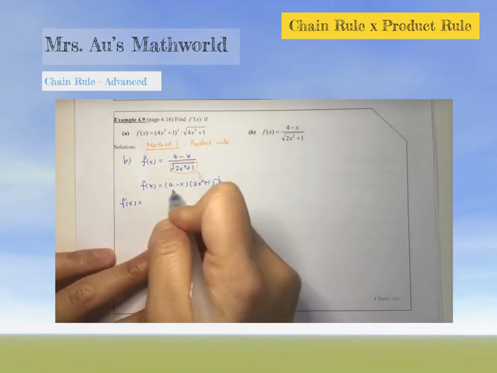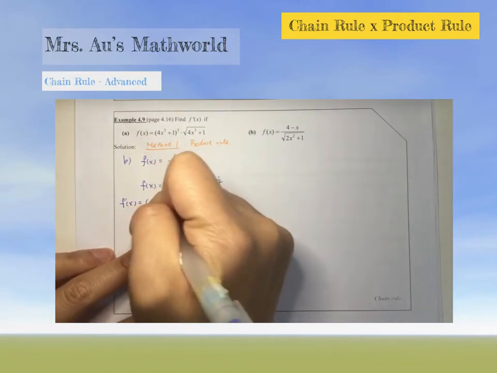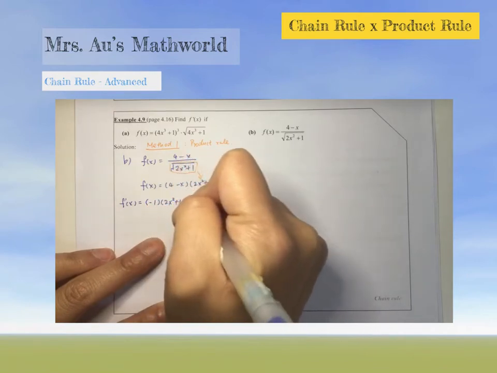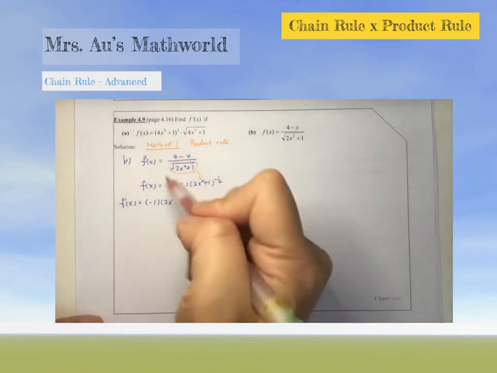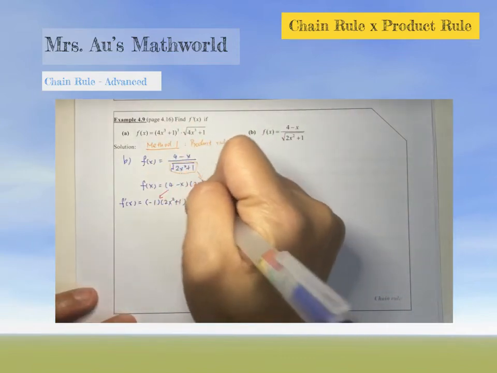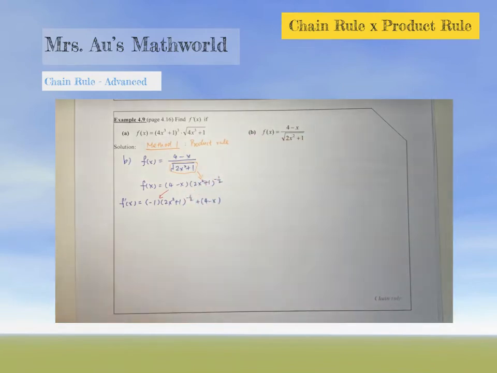Step 1, handle 4 minus x. That means negative 1. And then we copy the next one. Alright? And then plus 4 minus x as usual.